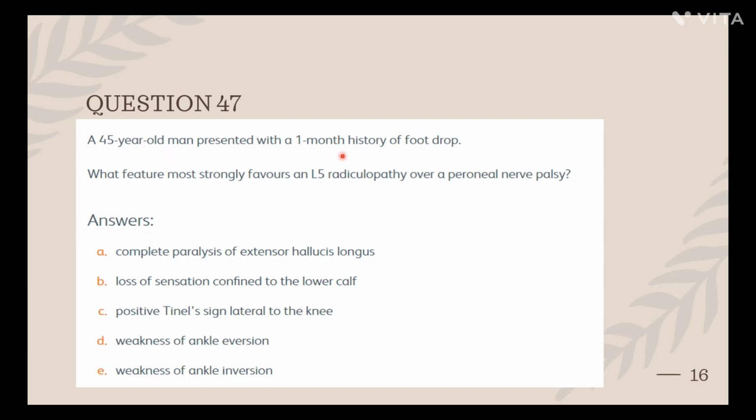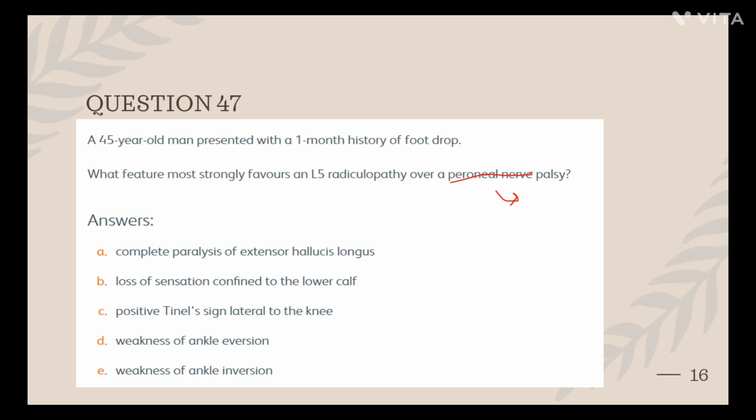Next question: a 45-year-old man presented with 1 month history of foot drop. What features strongly suggest L5 radiculopathy over a common peroneal nerve palsy? So this peroneal nerve palsy, what will it cause? It will also cause foot drop. But what will be there in peroneal nerve palsy? The actions of common peroneal nerve include dorsiflexion, okay, eversion. Inversion is not a function of your peroneal nerve, it's dorsiflexion and eversion. So when there is common peroneal nerve palsy, the dorsiflexion will be gone, so the leg will be in a foot drop position.